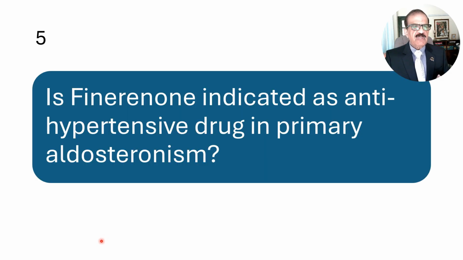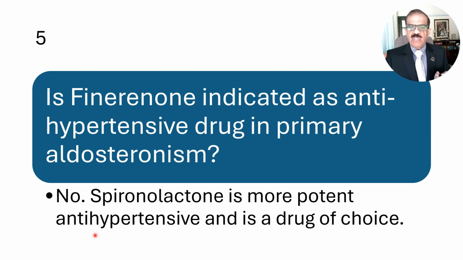The fifth question, is Finerenone indicated as an anti-hypertensive drug in primary aldosteronism? Primary aldosteronism is a condition where there may be a small tumor in the adrenal cortex which is producing too much aldosterone, and so it would make sense that Finerenone would help. But actually, in this situation also, spironolactone is more potent and is the drug of choice.